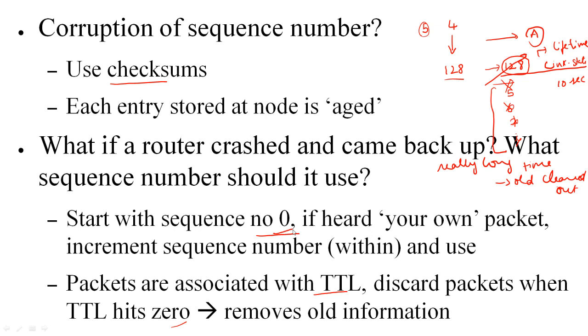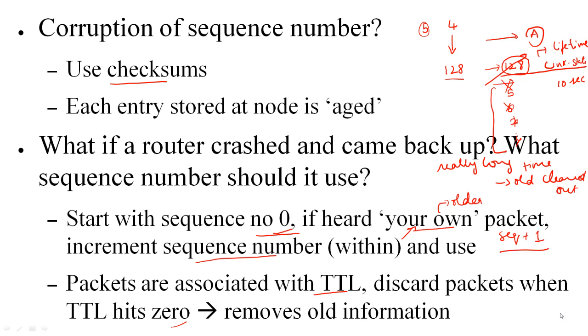One optimization this node can potentially do is, if it were to hear its own older packet, it can look at the sequence number, increment it, and reuse it. So in other words, it starts out with 0, but if it hears some old information of itself, it will look at the sequence number, increment it, and start using that. Now we are done.